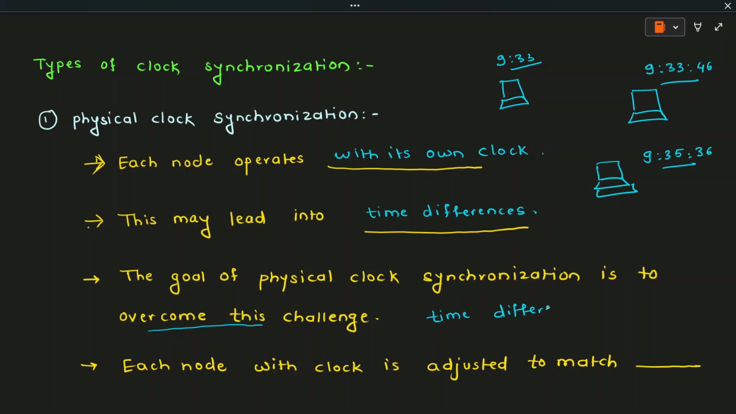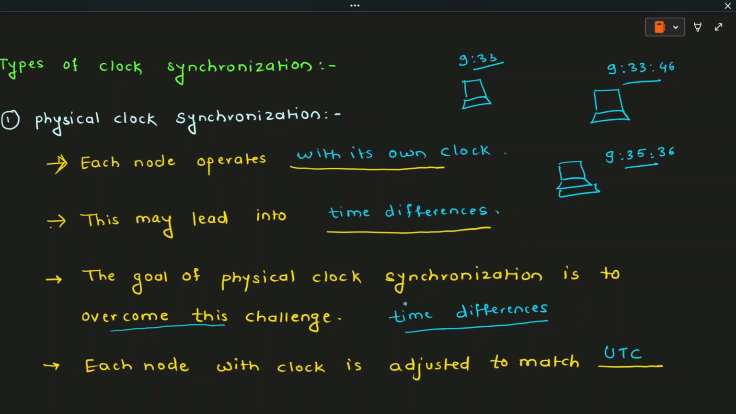These time differences make it very difficult to synchronize the nodes and execute the events in a time-stamped order. Here one remedy can be there. Each node's clock is adjusted to match the Universal Coordinated Time, which is also known as UTC. So UTC offers a reference to all nodes. This may help to solve the problem of physical clock synchronization to some extent.